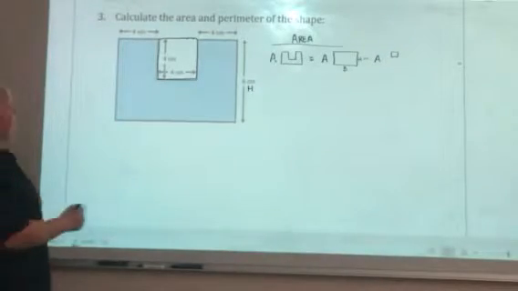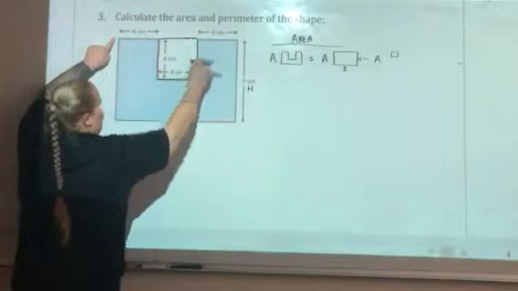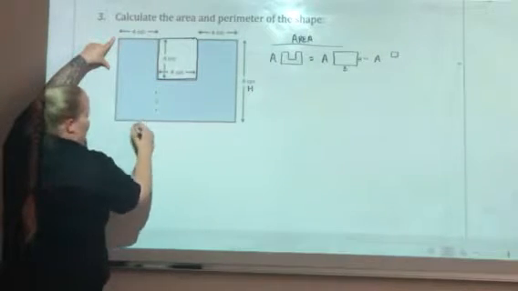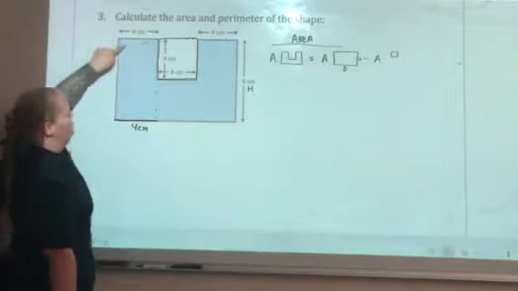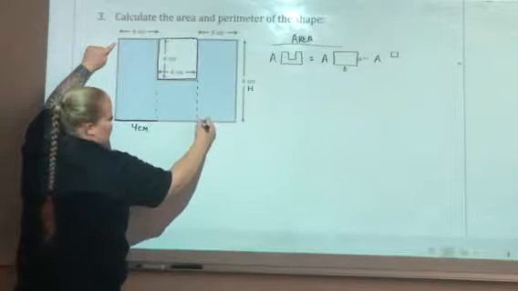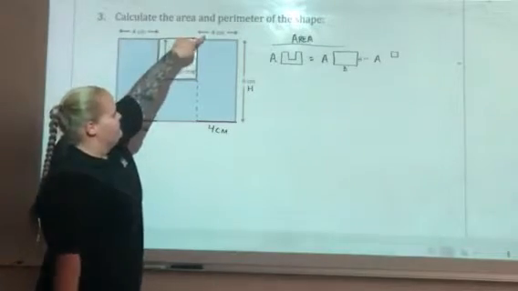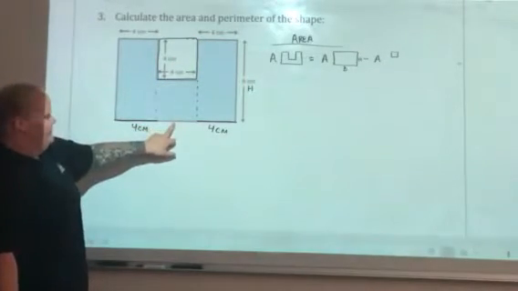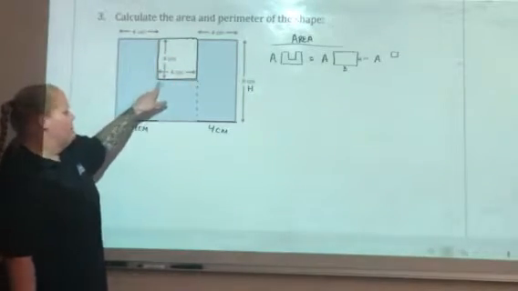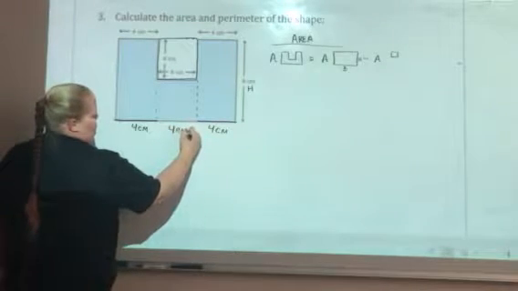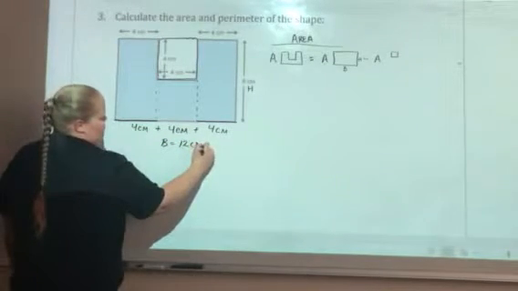The base is the distance all the way across the bottom. I don't have any numbers here, but if I look at the top, I know that this piece is 4 centimeters because it matches this. I know that this piece is 4 centimeters because it matches this. And I also know that this middle piece, even though I don't have anything up here, it's still 4 centimeters because it matches the length of this piece. So if I add these up, I know that the base is going to be 12 centimeters.